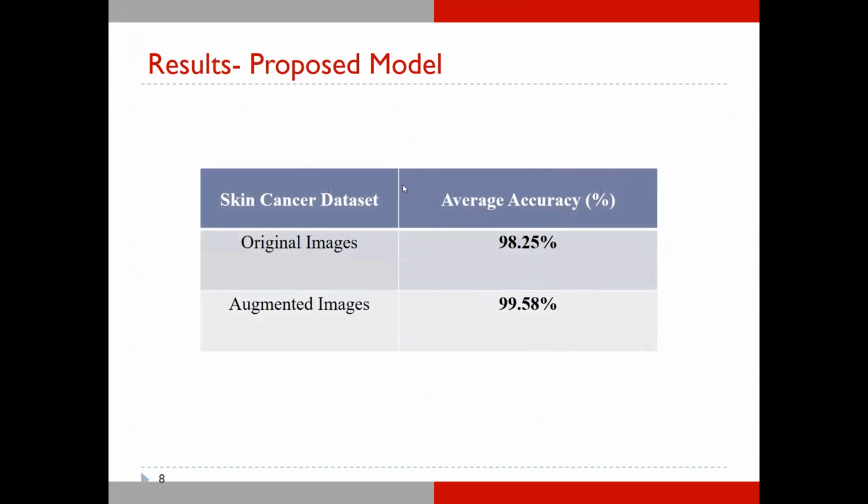So this is the result of our proposed model. We have taken the Kaggle skin cancer data set, and these are the accuracies. For the original images, we got an accuracy of 98.25%, and for augmented images, we got 99.58%. The accuracy is nothing but the number of correct predictions divided by the total number of predictions.